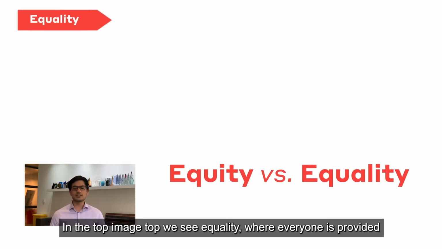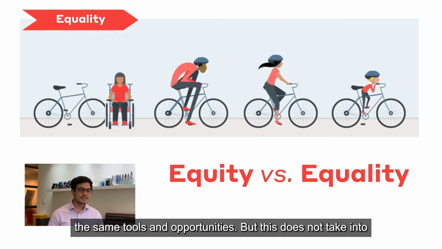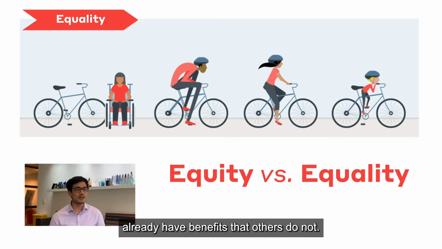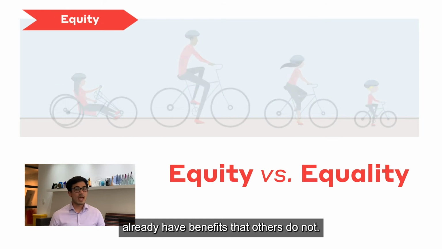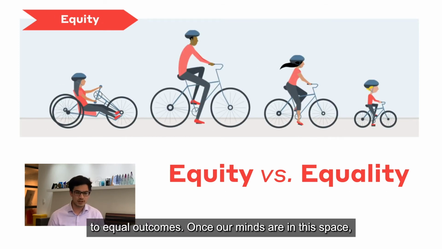In the top image, we see equality, where everyone is provided with the same tools and opportunities. But this does not take into account the individual needs, which means some people already have benefits that others do not. Equity shifts the focus from equal tools and opportunities to equal outcomes.